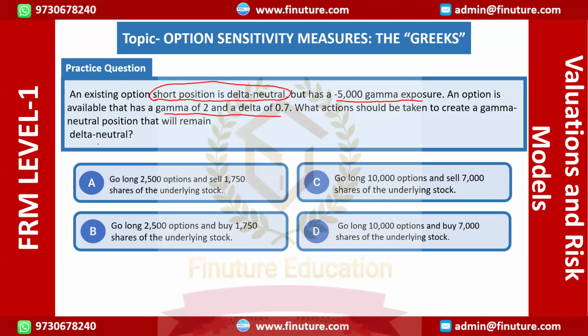So basically the final objective is to create a position which is gamma neutral as well as delta neutral, and we are given some option. At this point we will not bother about that. We'll explore understanding first and then the answer will come along for sure.